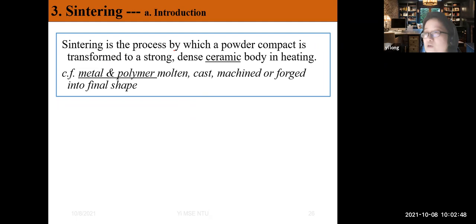So sintering is a process by which a powder compact is transformed to a strong, dense ceramic body by heating. Okay, the keyword is heat up. If you compare with metal and polymer, they are molten, cast, machined and forged into the final shape.